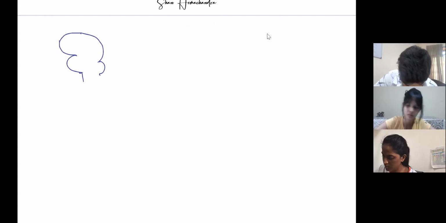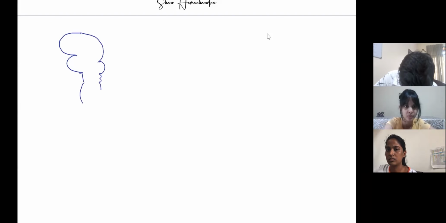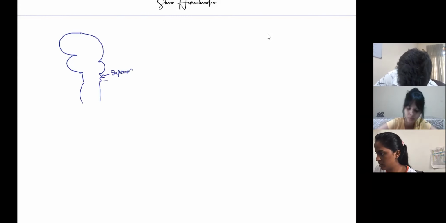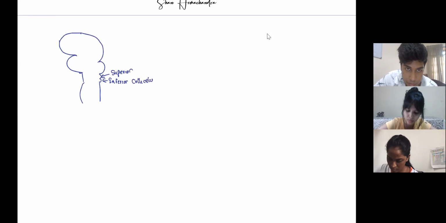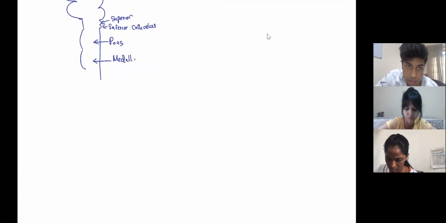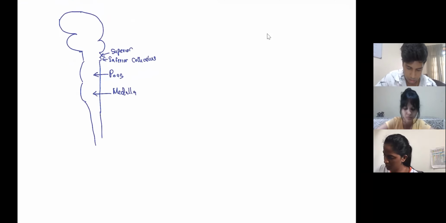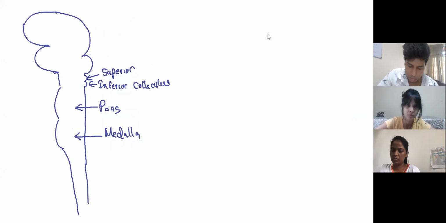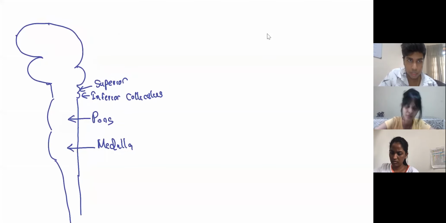Can someone, if you remember, tell me what this structure is? Two humps on the midbrain. The two colliculi. Yes, it's the superior and the inferior colliculi. Okay. Then we have the pons, the medulla, and then the spinal cord. Okay. So this was one structure I talked about once, but didn't go much into detail.